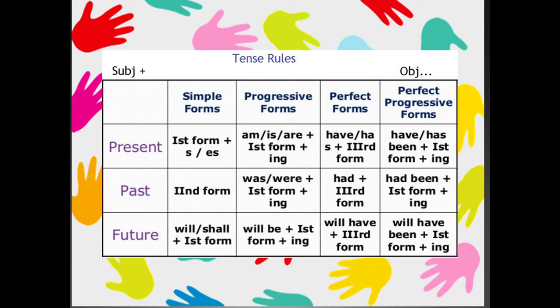In progressive, we use will be before verb plus ing. In perfect form, we use will have plus the third form. And in perfect progressive form, we use will have been plus first form with the ing.